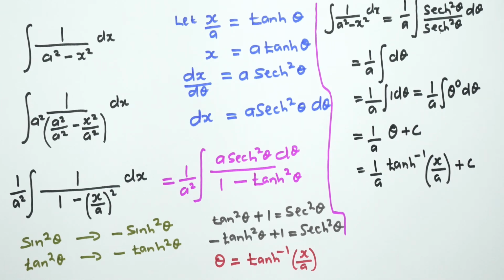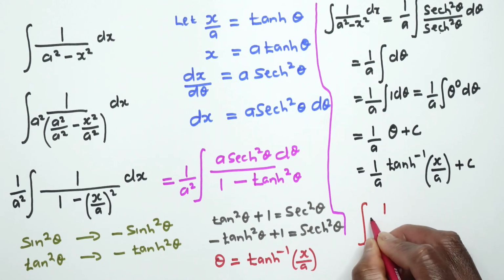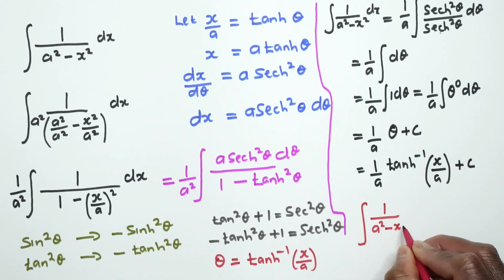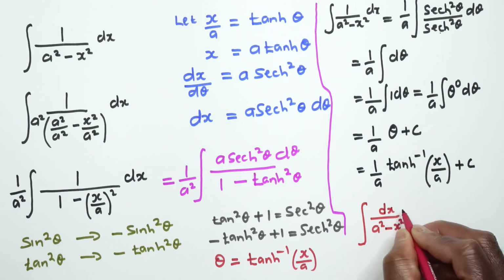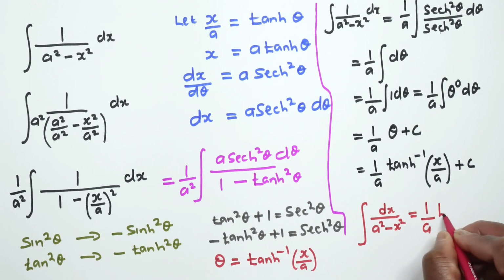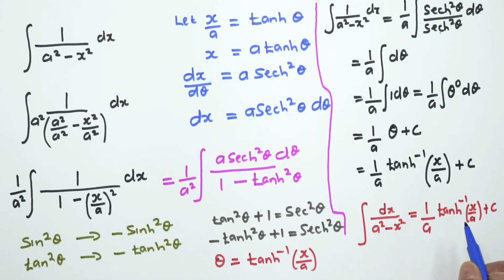So the final result is that when you integrate 1 over a squared minus x squared dx, you will get 1 over a hyperbolic tan to the power minus 1 x over a plus c. And that is the final result.